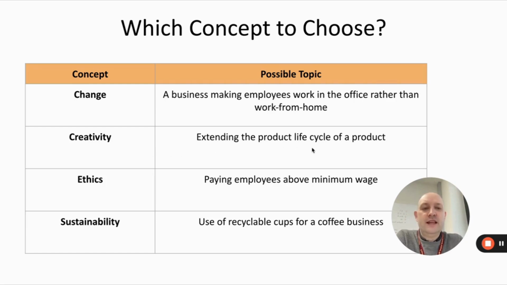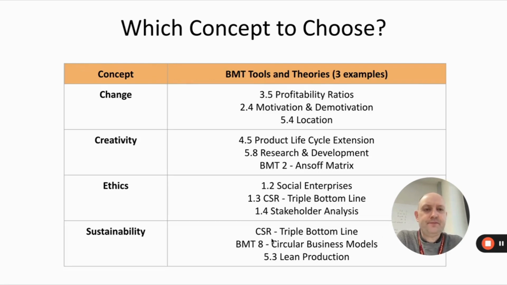Creativity, you could look at extending the product life cycle of a product. When we do those extension strategies, obviously, we're adapting current ideas. So that's an example of creativity. Paying employees above minimum wage could, depending on the business, be an ethical decision, because the business could claim that they could just pay minimum wage. So paying above, they believe it's an ethical or moral right thing to do. Sustainability, for example, coffee businesses such as Starbucks using recyclable cups. So that's something that would focus on sustainability.